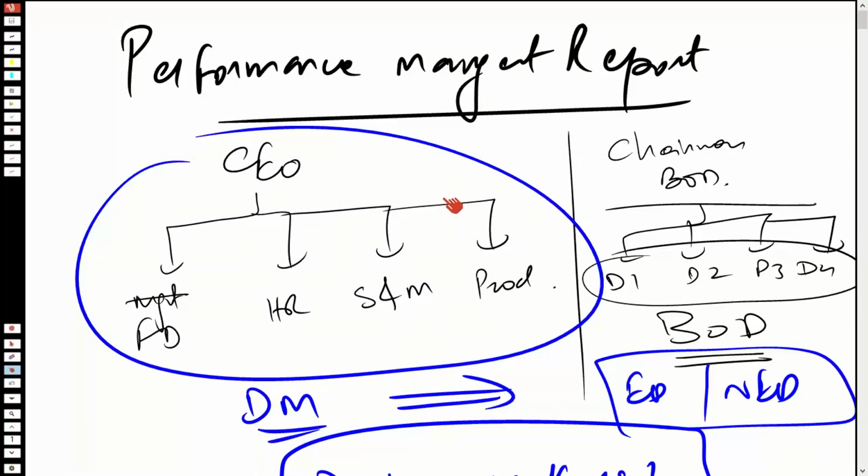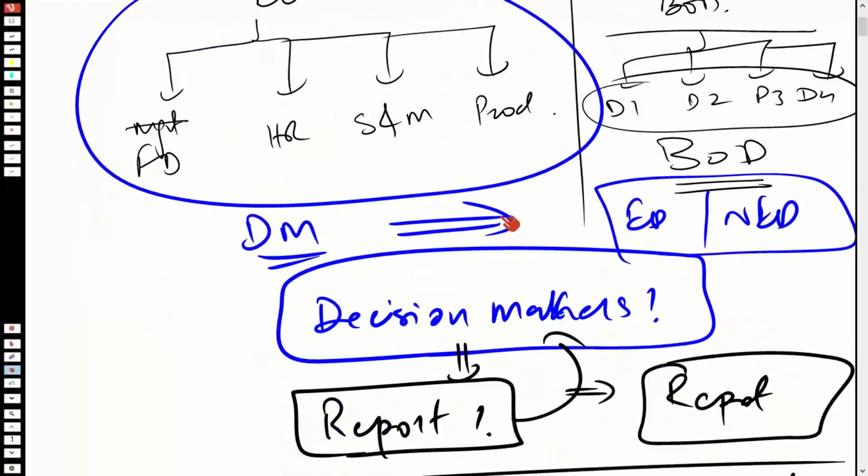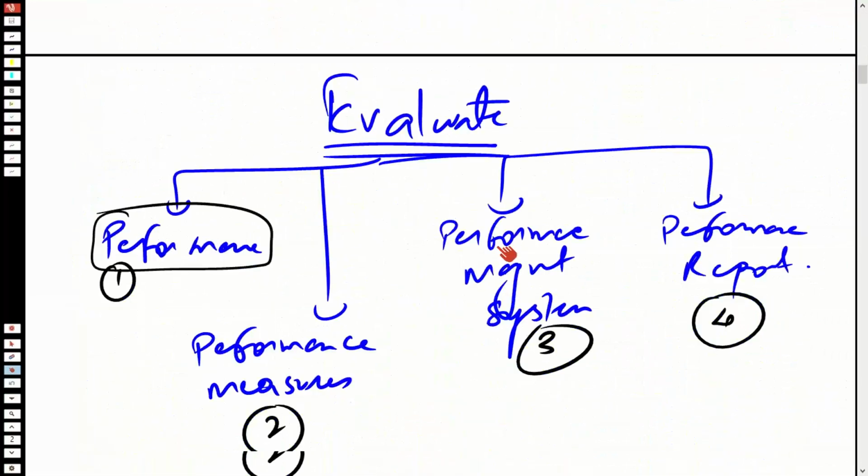Before that, I discussed the concept of the performance management report. I told you what exactly the concept of a performance management report is. The concept that I explained was that a performance management report is the report which is made for the board of directors to make a decision. That is considered to be the performance management report.